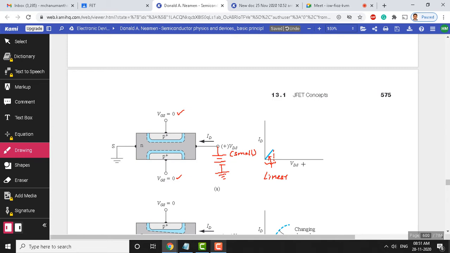This x-axis is the drain source voltage. It varies from 0 volts to higher voltage, and the corresponding drain current is plotted along the y-axis, and this is for VGS equal to 0. All these graphs are plotted with gate source voltage as 0. So with VGS 0 and small VDS applied, there is a linearity in the graph. This follows Ohm's law.